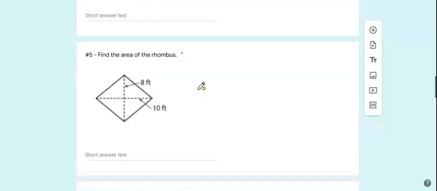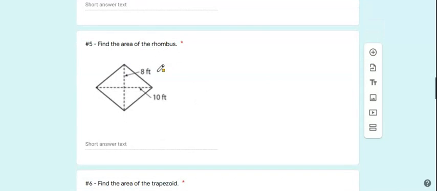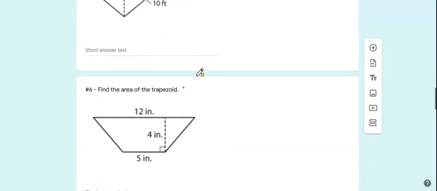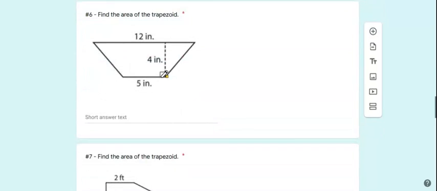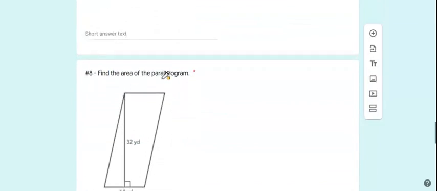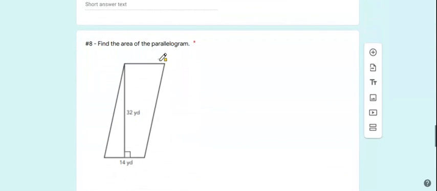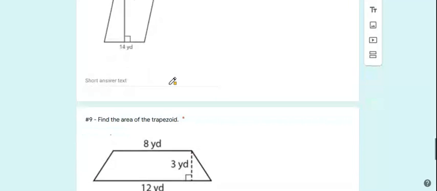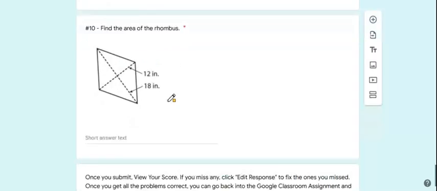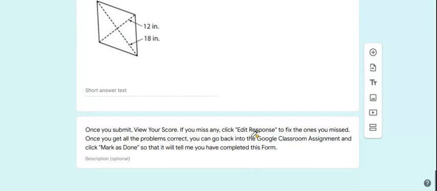All right, so that's the first four. Number 5, you find the area of a rhombus. So you'll use 1/2 times d1 times d2. Number 6, area of trapezoid, like we just did. Number 7, area of trapezoid. Number 8, area of parallelogram. So area equals base times height. Number 9, area of trapezoid. And number 10, area of a rhombus. So area equals 1/2 times d1 times d2. Once you submit, view your score, and click edit response to fix the ones that you missed.